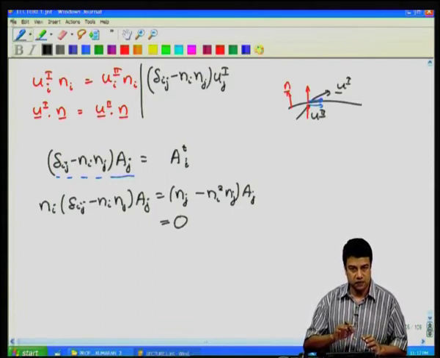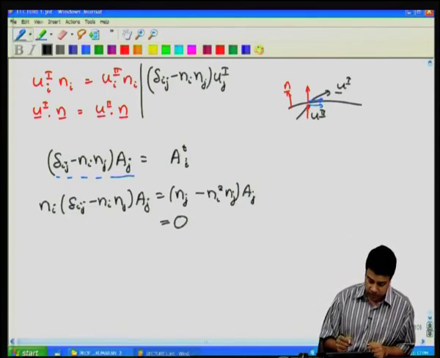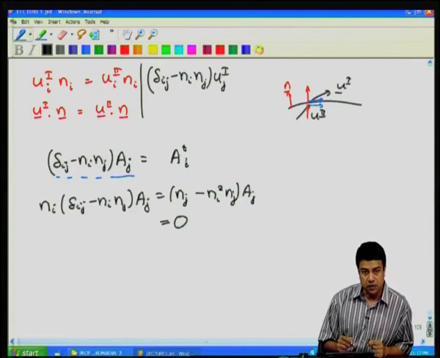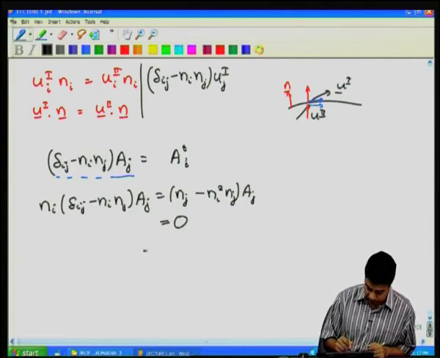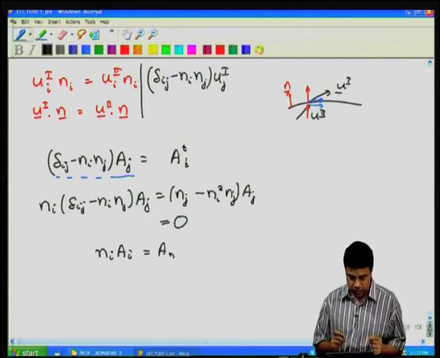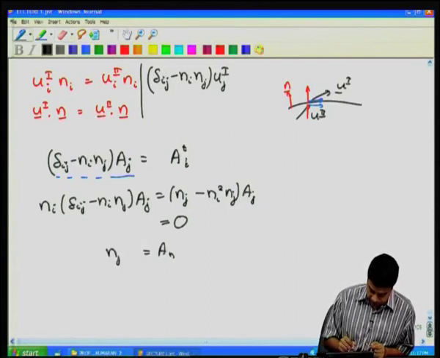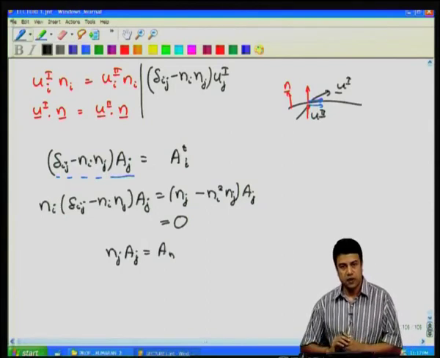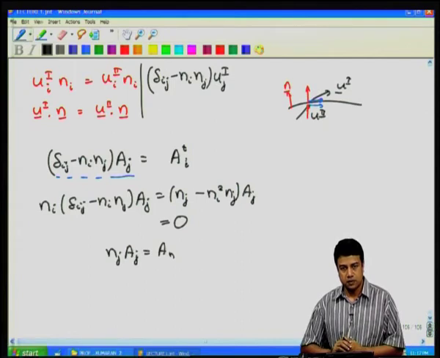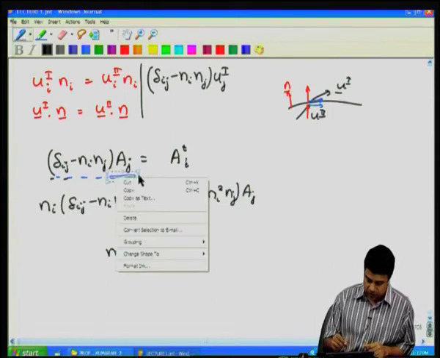That means that this vector is perpendicular to the unit normal. Okay. And so, this is the tangential component. The normal component is just given by n_i A_i, sorry, I should put it as n_j A_j. Now, what do you get when you subtract this from the original vector?